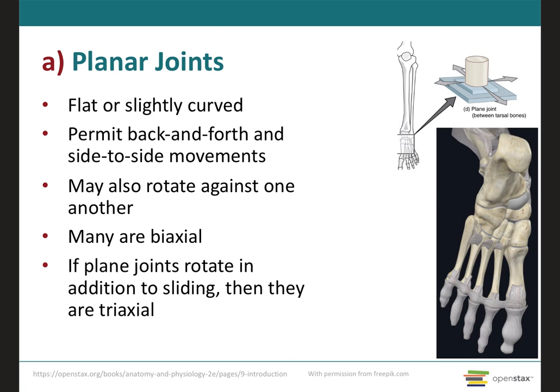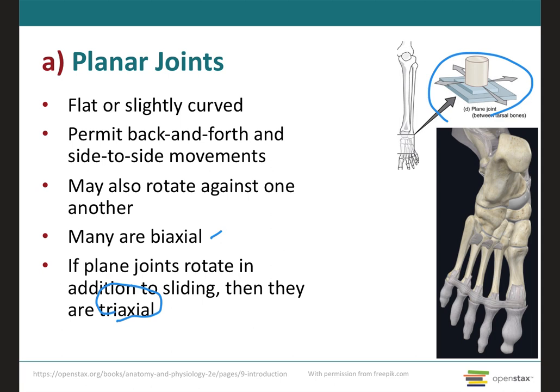Many plane joints are going to be biaxial, meaning that they permit movement in 2 axes, like we see over here. Now, if the plane joint also rotates in addition to sliding back and forth, then they are triaxial, which will permit movement in 3 axes.